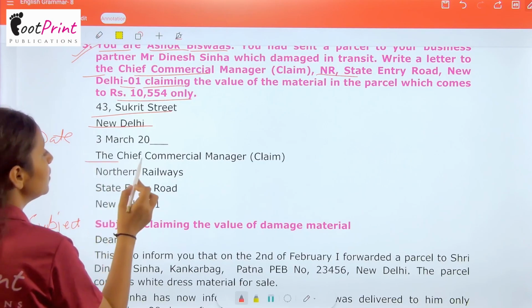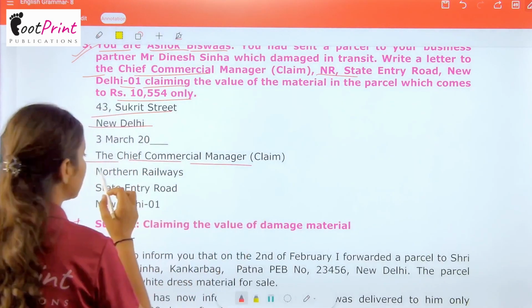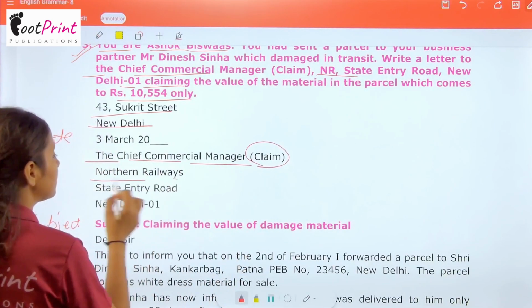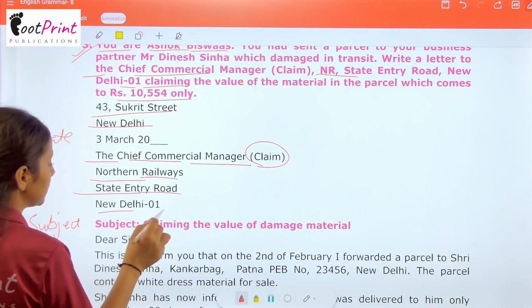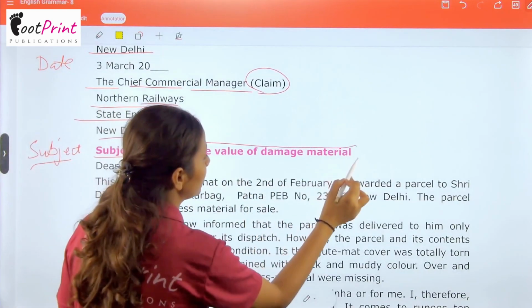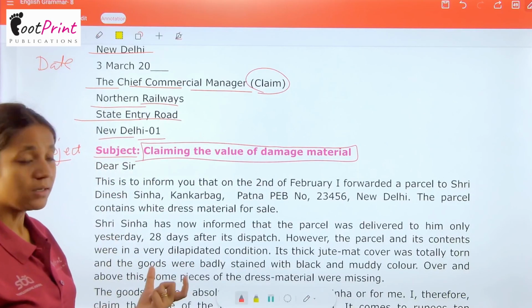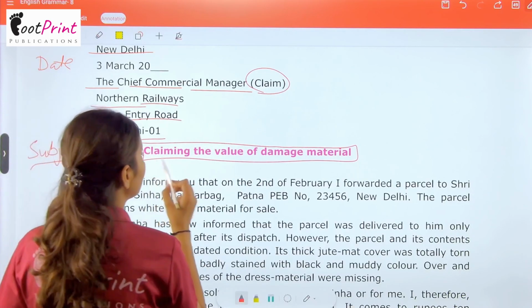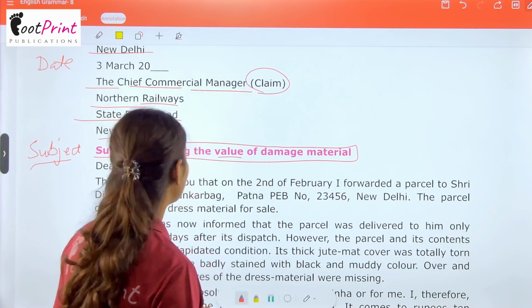Okay. Now the Chief Commercial Manager, Northern Railways, Then State Entry Road, New Delhi 01. Then subject, that includes the title of our application, our letter. Now claiming the value of damaged material.